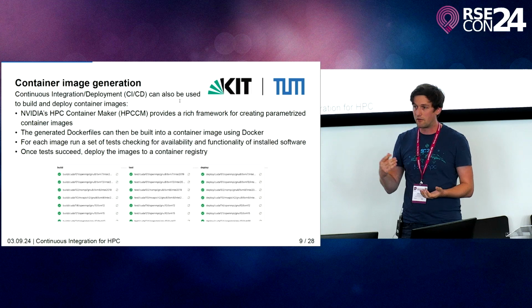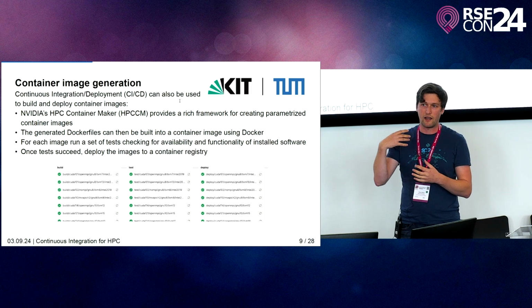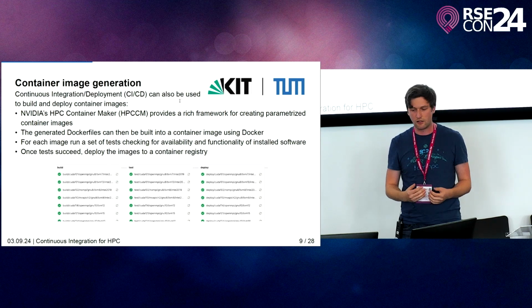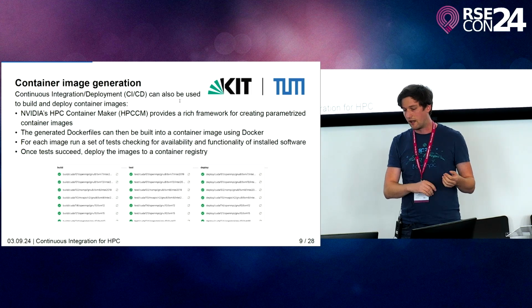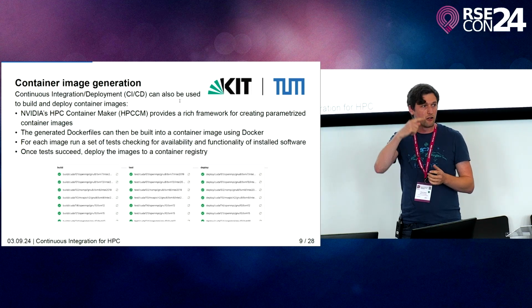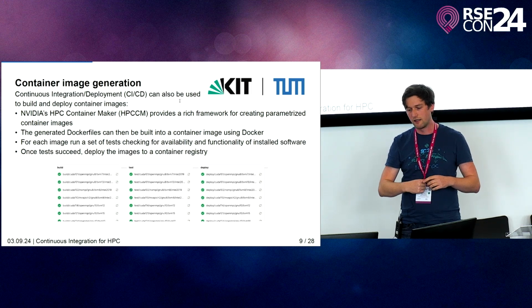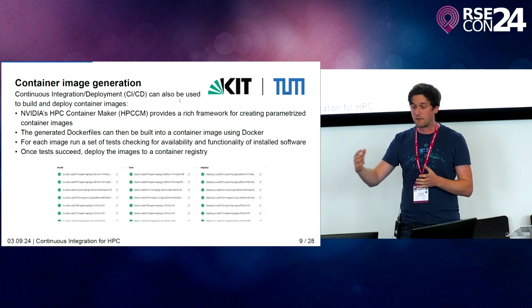So just like we're developing code, we can have the Docker files for generating the code inside a repository that we version. And once we do a merge request, we run all of these pipelines to build the different containers and run some tests on them.